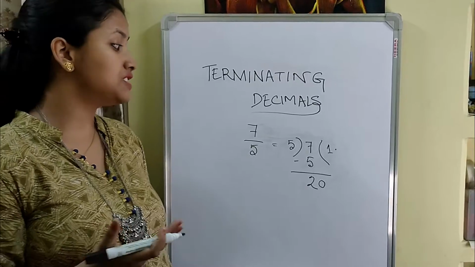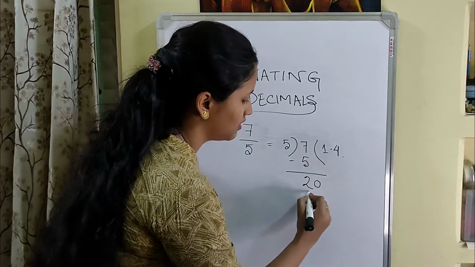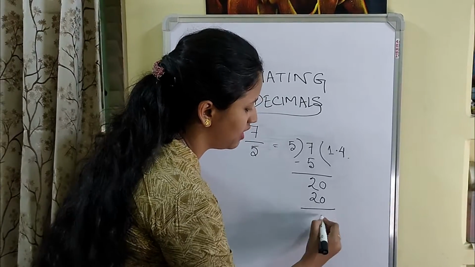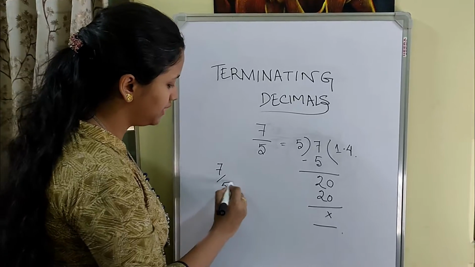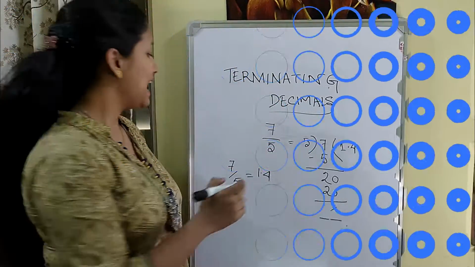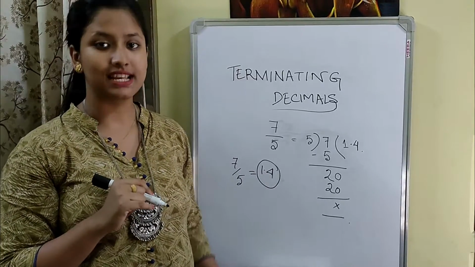Now how many times is 5 in 20? You get 4. So we write 20. Now no remainder. So 7 by 5 will give us 1.4. As the definition suggests, there is a fixed number of places after the decimal point.